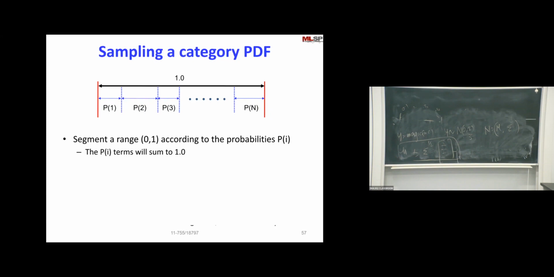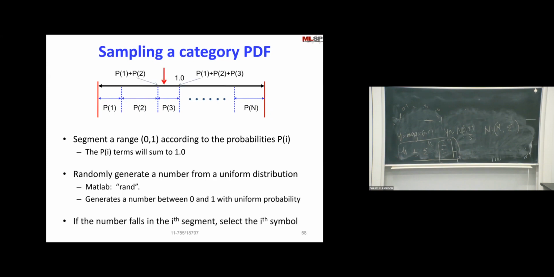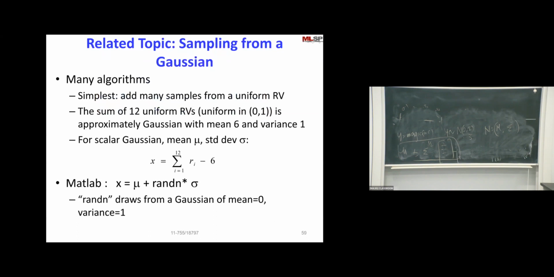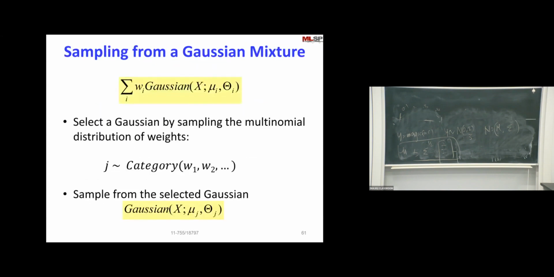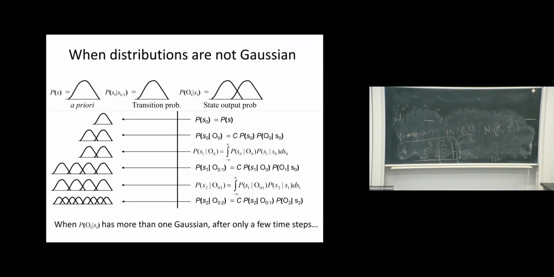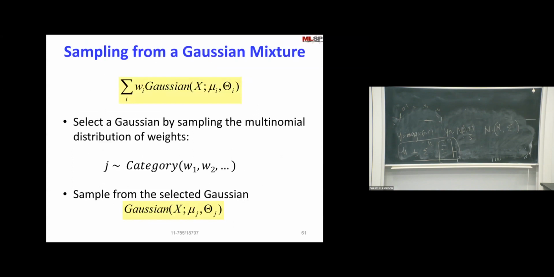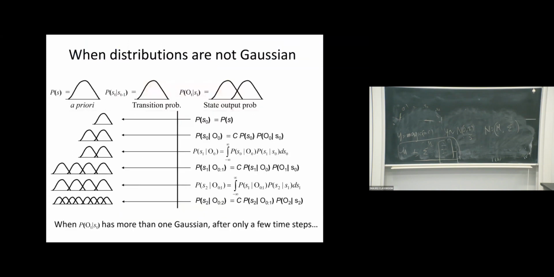So that's what we're going to do, sampling from a Gaussian. That's the side trip. Let's get back to the topic.